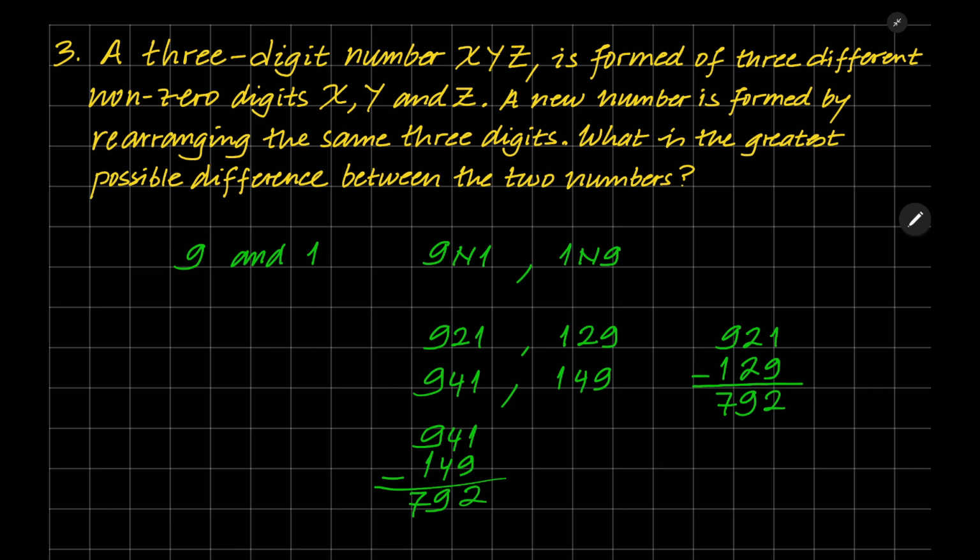You will find that no matter what you make n here, the difference is always 792. That's the answer. I hope it's clear. Now let's go to the next question.